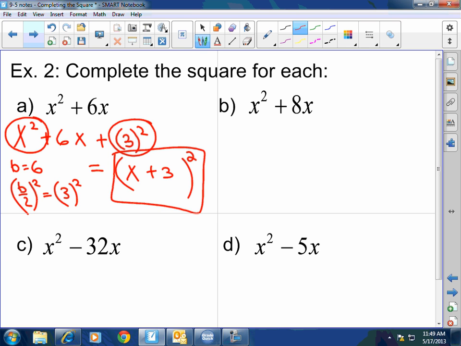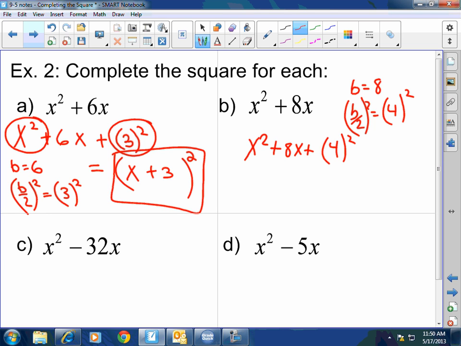Number 2. I've got x squared plus 8x. What is my b term? What does my b over 2 squared term look like? 4 squared. So I've got x squared plus 8x plus b over 2 squared. What does that factor out to be? Square root of the first one, and then square root of the second is x plus 4 squared.